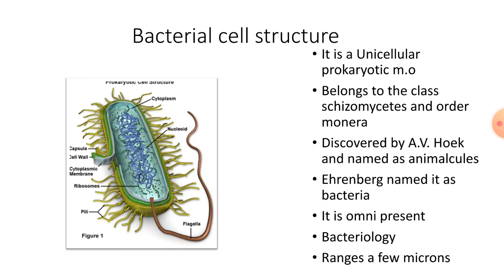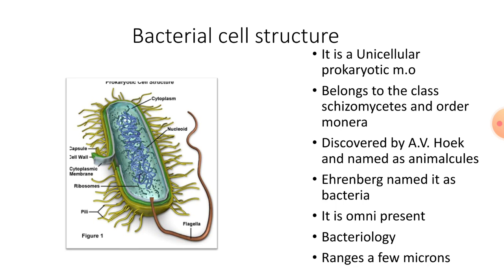So it is not an intact one. Such a nucleus is called nucleoid or genophore and incipient nucleus. Hence it is called a prokaryotic microorganism. Pro means primary, karyo means nucleus. Since it reproduces by binary fission, it is put under the class Schizomycetes and the order Monera.